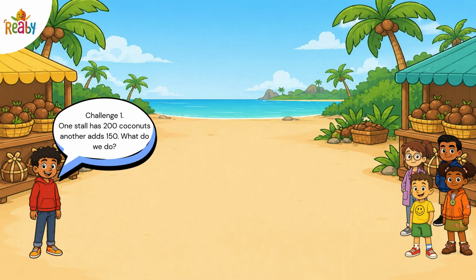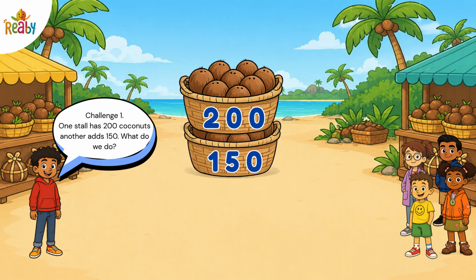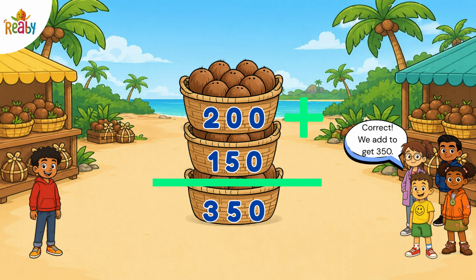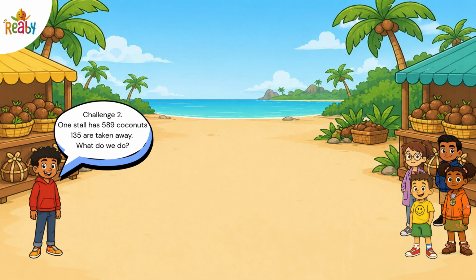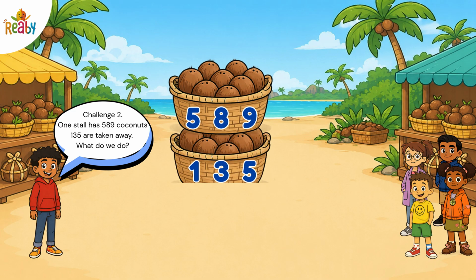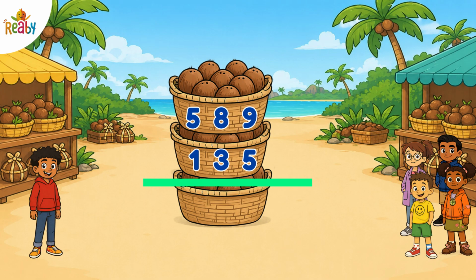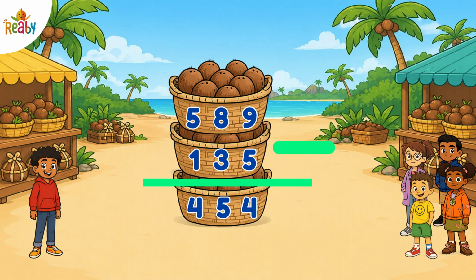Challenge 1. One stall has 200 coconuts, another adds 150. What do we do? Correct! We add to get 350. Challenge 2. One stall has 589 coconuts. 135 are taken away. What do we do? Correct! We subtract to get 454.